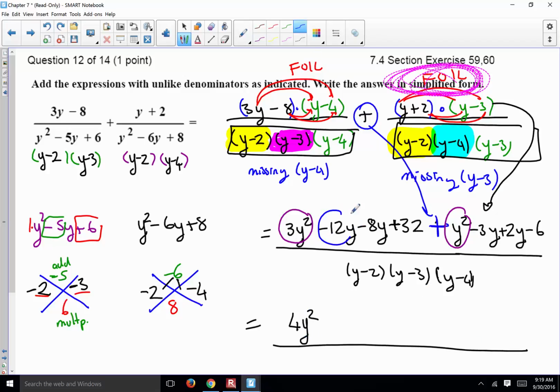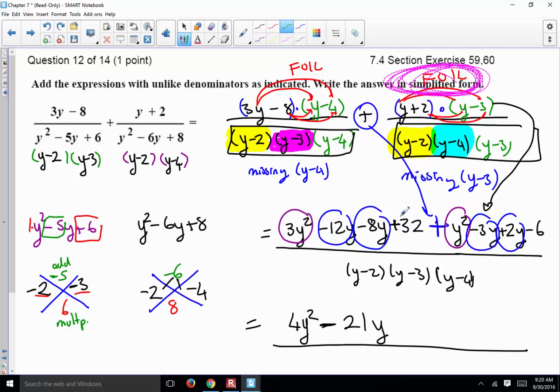Next like terms, 1, 2, 3, 4 like terms here, all y's. Just add them together. Minus 12, minus 8, minus 3, plus 2. What makes 4 numbers? You add them together. What is the new result? Minus 12, minus 8, minus 3, positive 2. This makes minus 20. Minus 3 more, minus 23. But plus 2 takes it back to minus 21. It is negative 21 y's.